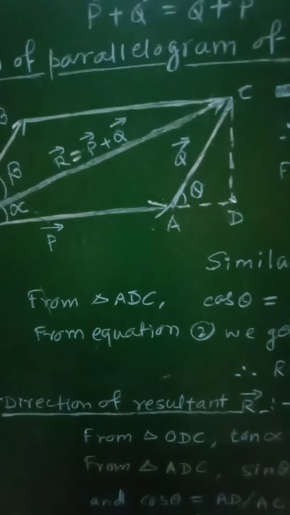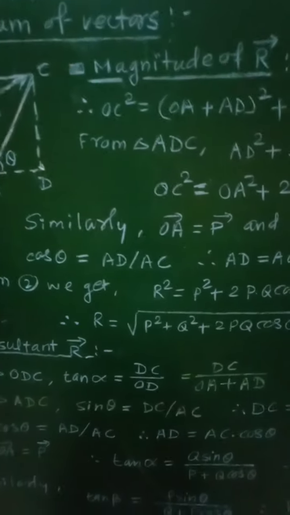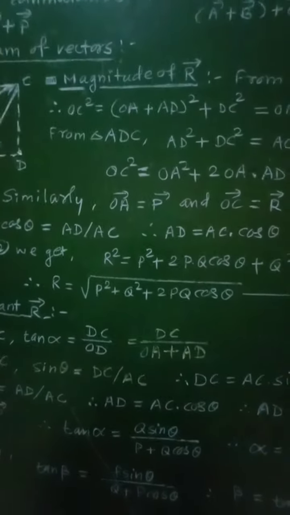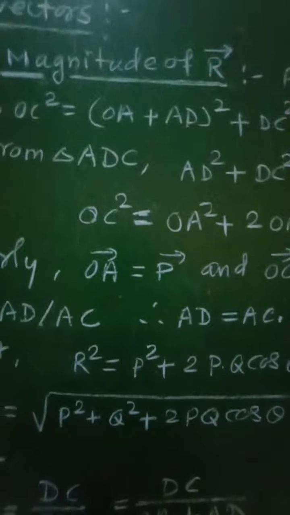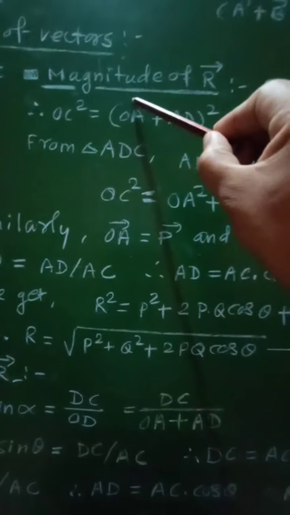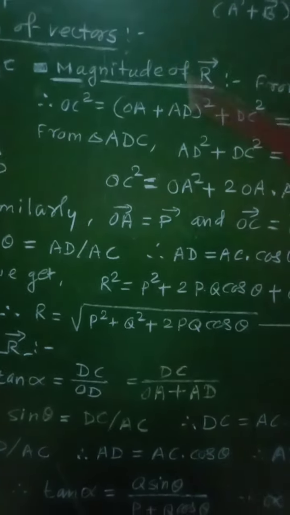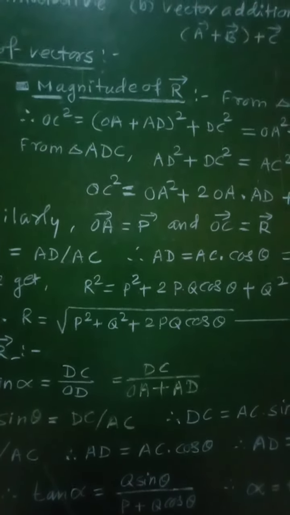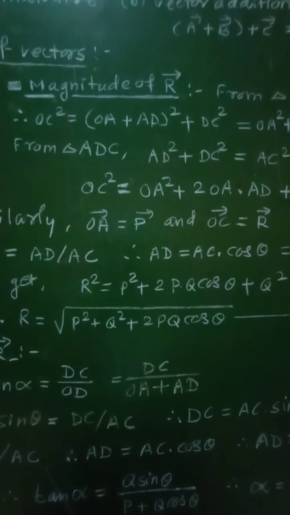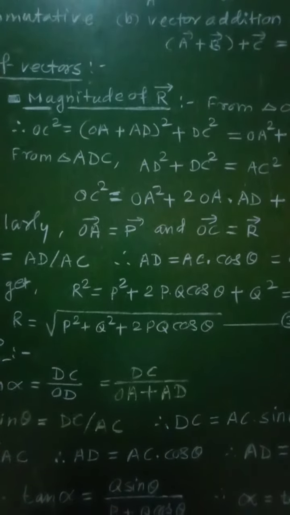And therefore from this figure now we will have to find out the magnitude as well as direction of the resultant, that is vector R. First of all, let us consider the magnitude of R. So the first point is the magnitude of the resultant R. That means when vectors P and Q are added by using the law of parallelogram, what will be the magnitude of R and its direction.